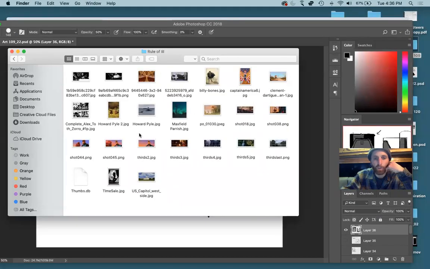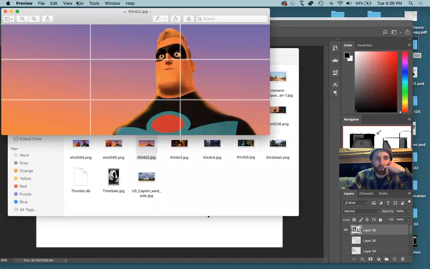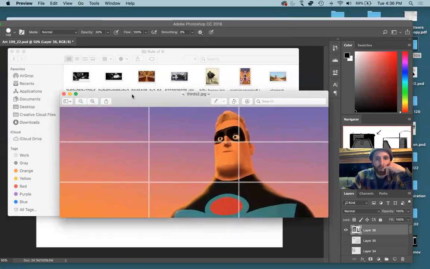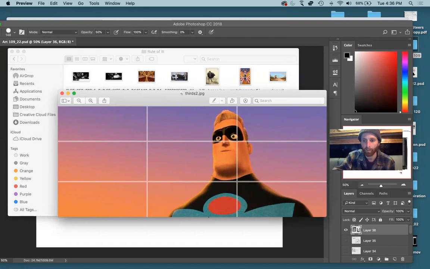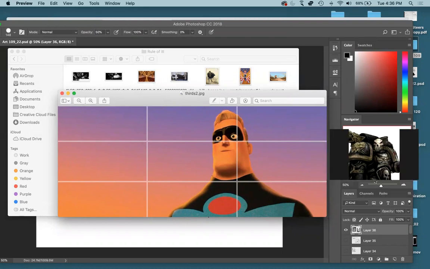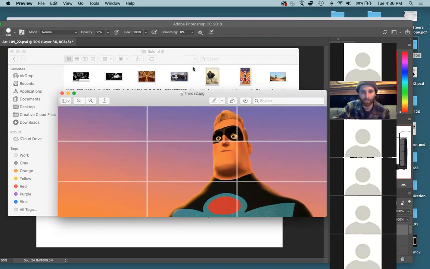So I found a cool blog a while ago that used The Incredibles to illustrate a bunch of different art concepts. Have you guys seen The Incredibles before? Classic Pixar movie. Yeah, it's really good.